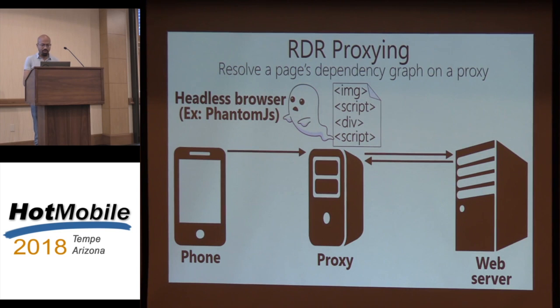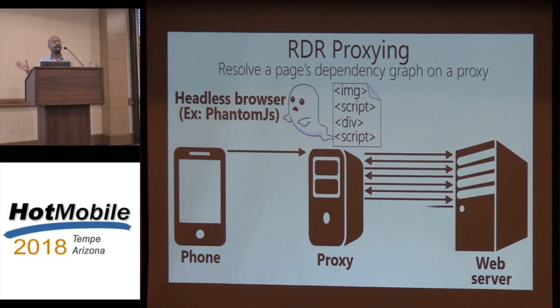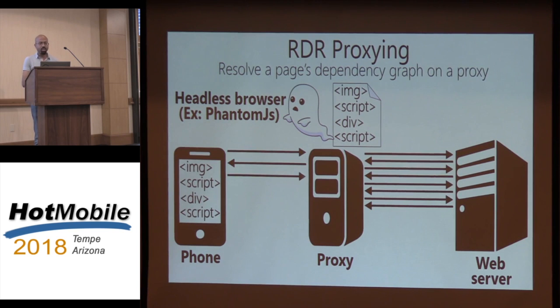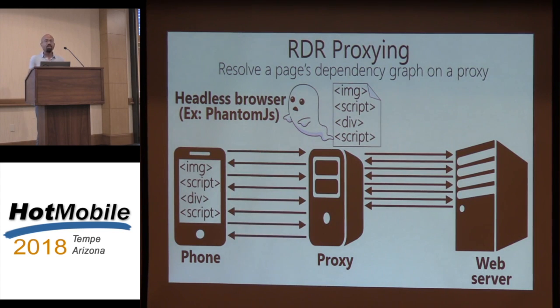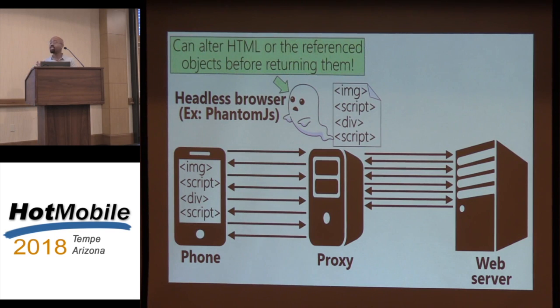So the headless browser on the proxy is going to issue fetches for all of the external content in the page. So in this example, the headless browser is going to issue fetches for an image object and two JavaScript files. So meanwhile, the browser will return the top-level HTML to the phone. The browser on the phone is going to parse the HTML and issue fetches for those external objects. The proxy then returns those objects as the phone requests them. Now, for the purposes of this talk, the most important thing about an RDR proxy is that the proxy can alter the HTML or the external objects in a page before returning that content to the mobile device.